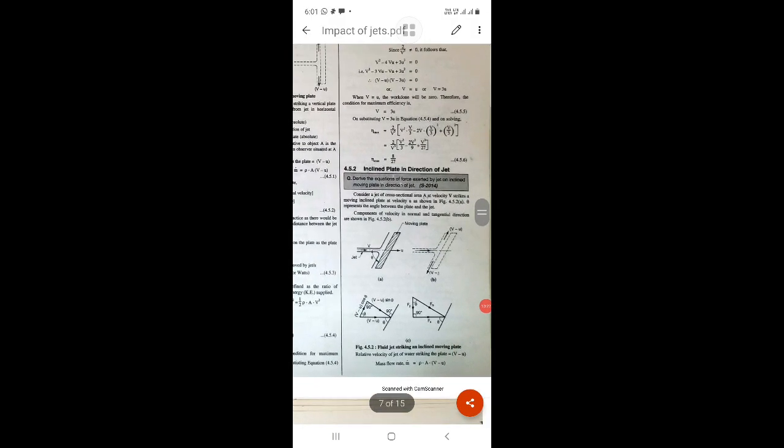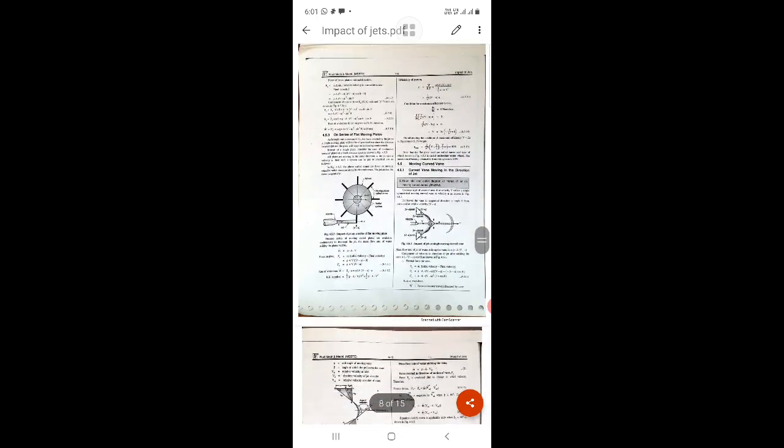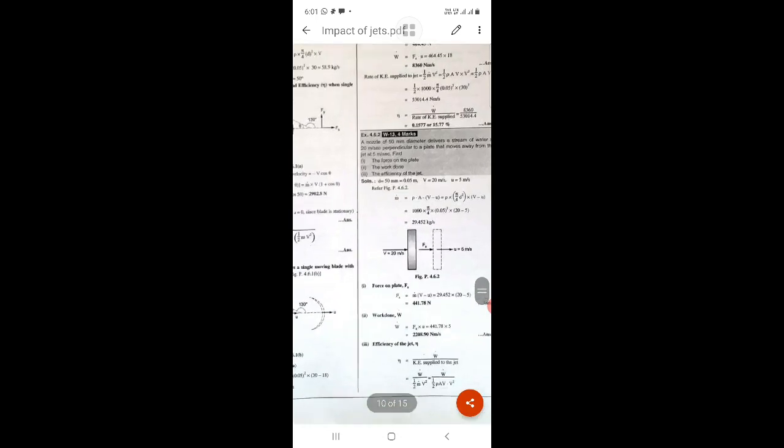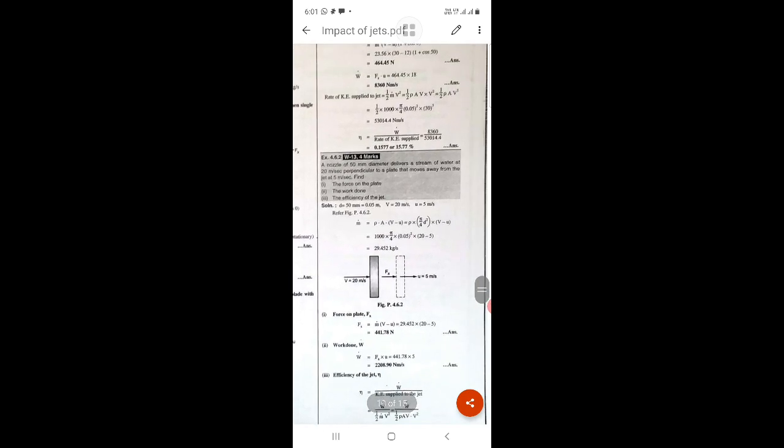So let's see the problem. So in this case, see the problem. A nozzle of 50 mm diameter delivers a stream of water at 20 meter per second. The plate is moving away at 5 meter per second. Find the force on the plate, work done, and efficiency of the jet.